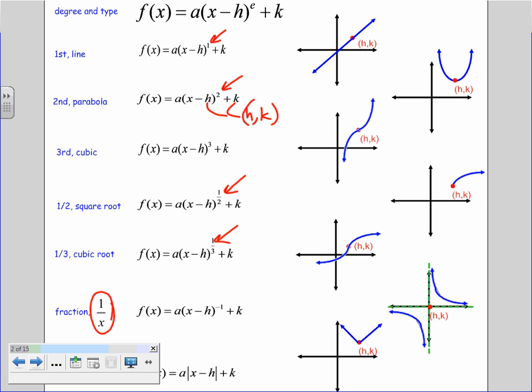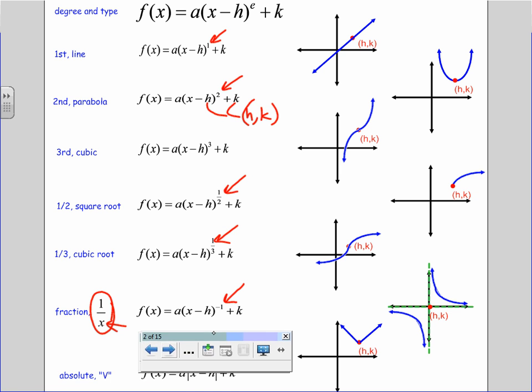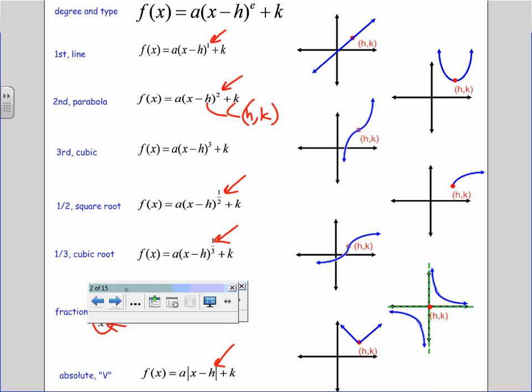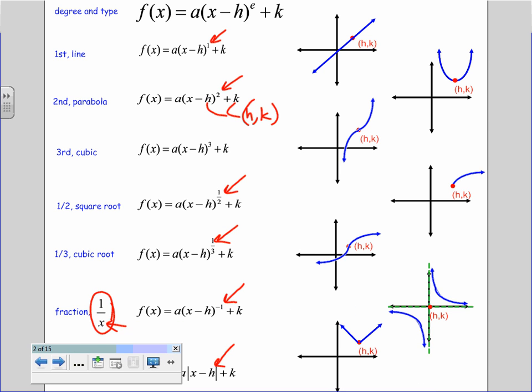If we have 1 over x, the x is on the bottom, notice, so how do we show that? In parentheses, raised to the negative first power. Okay. And notice we had the same thing down here for absolute value, but instead of parentheses, we have the absolute value notation. But notice the format's the same. So you can refer back to this to see the different items.